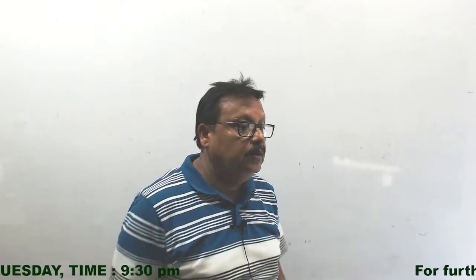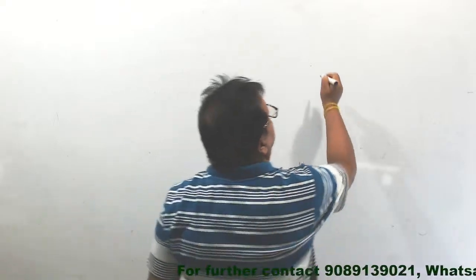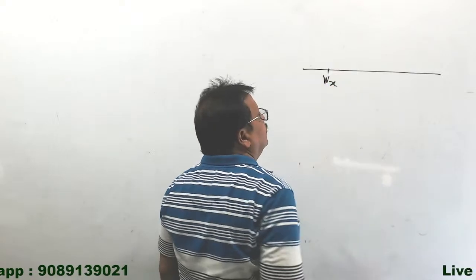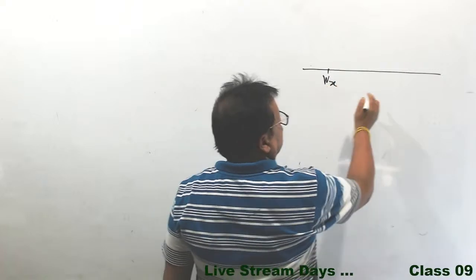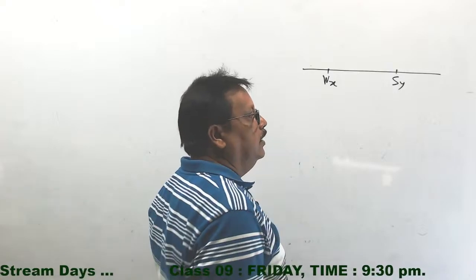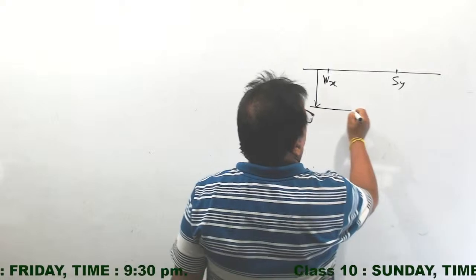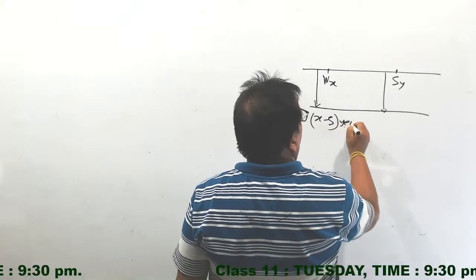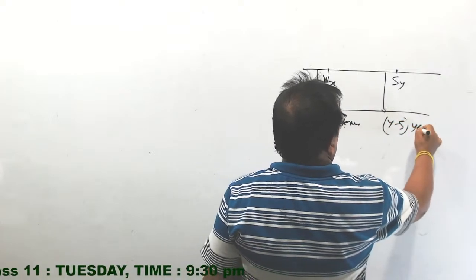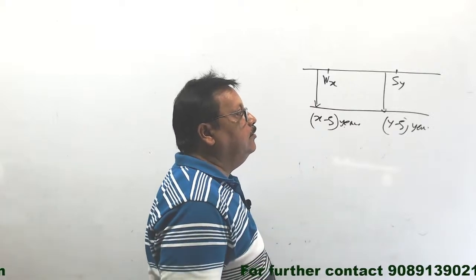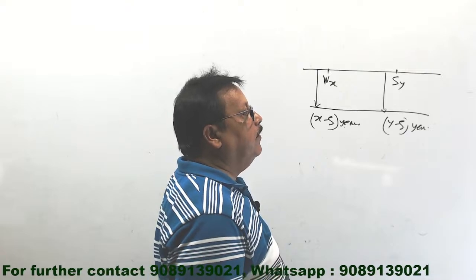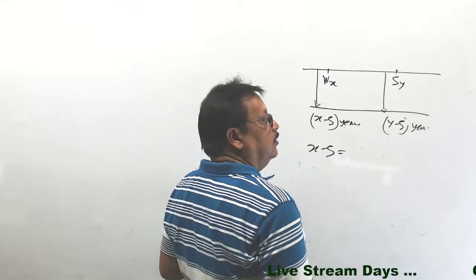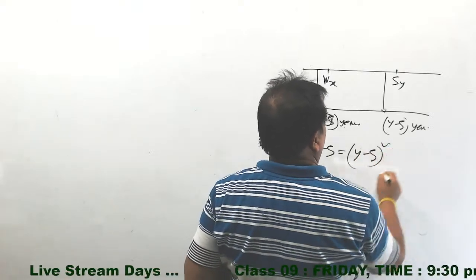Okay. Now say 5 years ago, present line. Say woman's present age is x years and her son's say y years. Present. Okay. 5 years back, x minus 5 years and y minus 5 years, son. 5 years ago, woman's age was the square of her son's age. Woman's age, that is x minus 5, is equal to the square, y minus 5 square. This is the equation number 1.